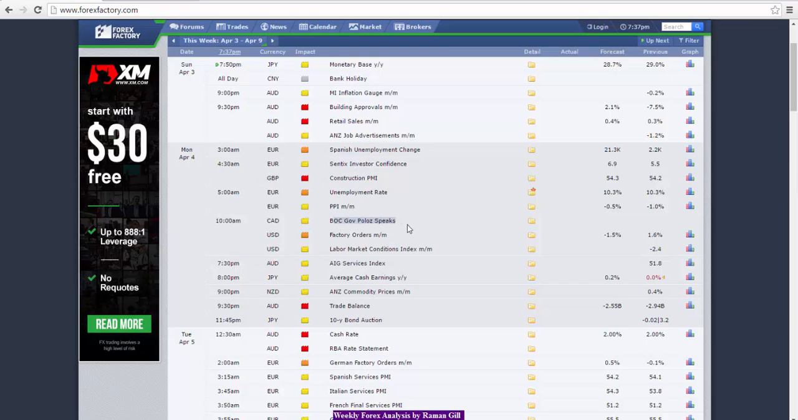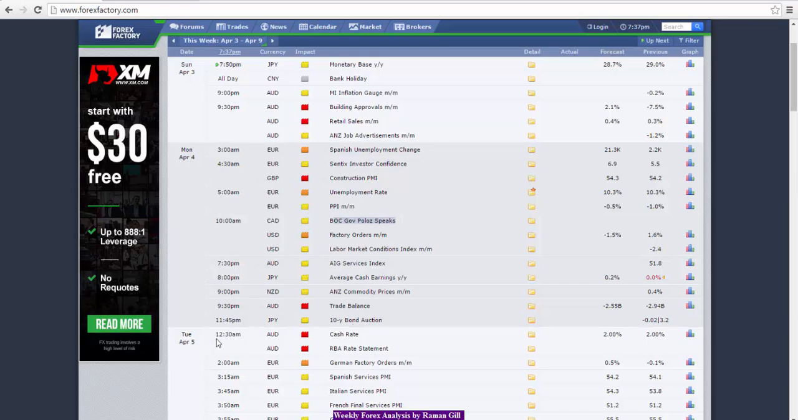We have seen Canadian dollar go up, and there's a divergence currently in commodity prices and the commodity currencies, Canadian dollar being one of them. So watch out for what Governor Poloz has to say, and because of that, we should see some reaction in the Canadian dollar. We have factory orders for US dollar on Monday as well. And then going into the Asian session, again, for Australian dollar, we have trade balance.